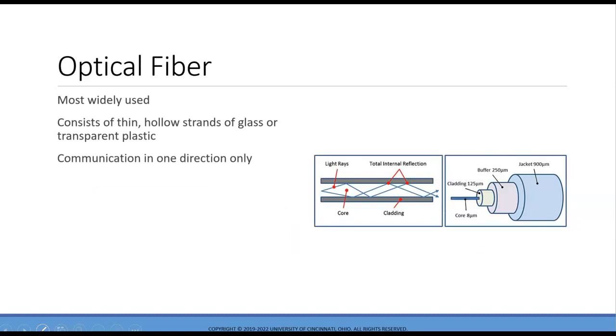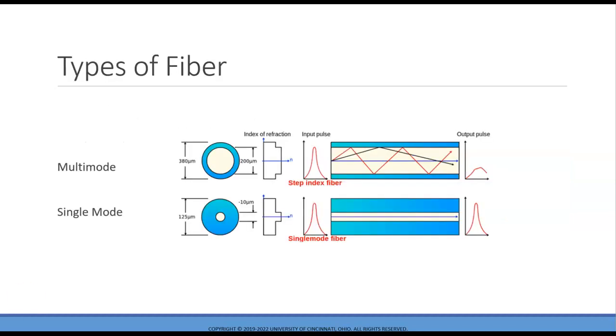One of the three forms of media that use light energy to carry information, the most widely used type, is optical fiber. Each optical fiber consists of a thin, hollow strand of glass or transparent plastic encased in a plastic cover. Commonly used fiber optics are the multi-mode fiber, MMF, and the single-mode fiber, SMF.